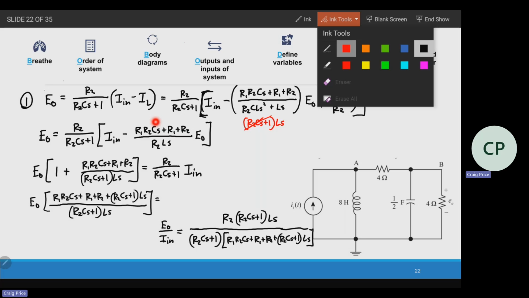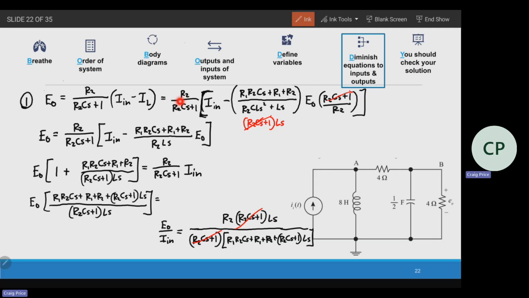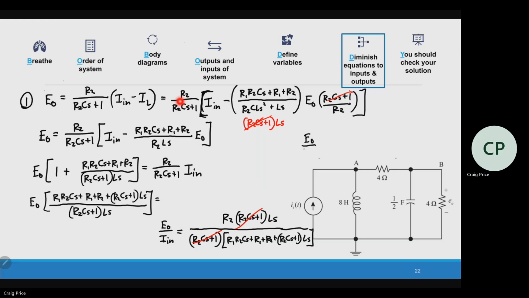We have some cancellations. This cancels out. I can't cancel out the R2. I can't cancel out the LS. And so now we're at our final part, which I'll write right here. E out over I in equals R2 LS over, I want to start with the highest order first. This is an S squared, so it's R2 CLS squared. I have an LS, and I have an R1, R2, C.